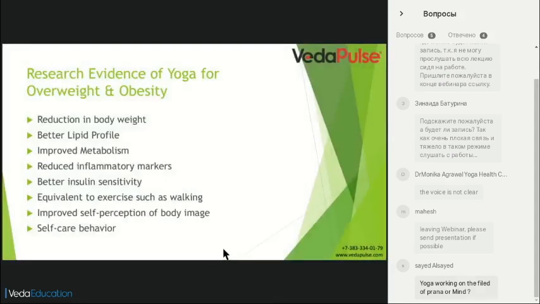Now, what we understand today is the research evidence in yoga for obesity and overweight. And this is a summary of close to about 100 plus research publications in the field of yoga and overweight and obesity.